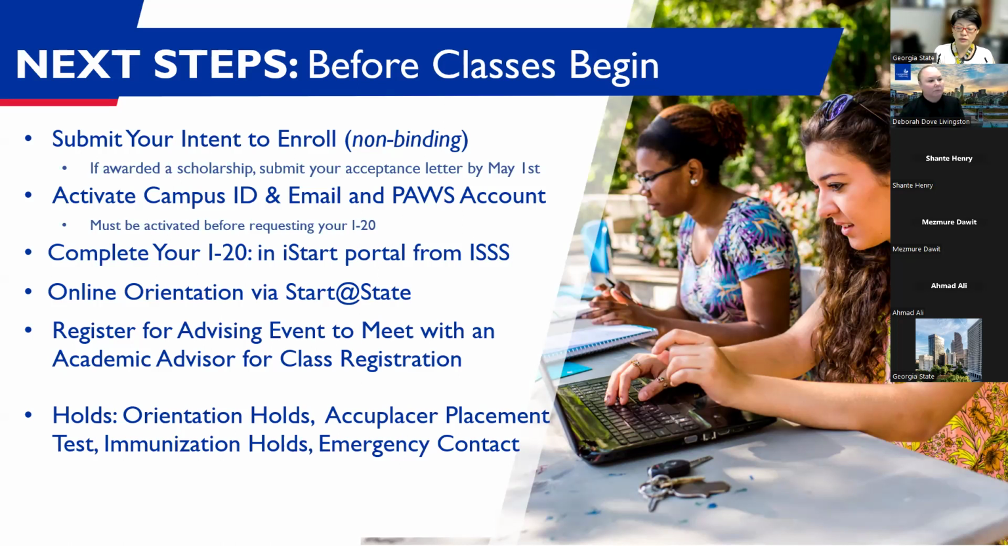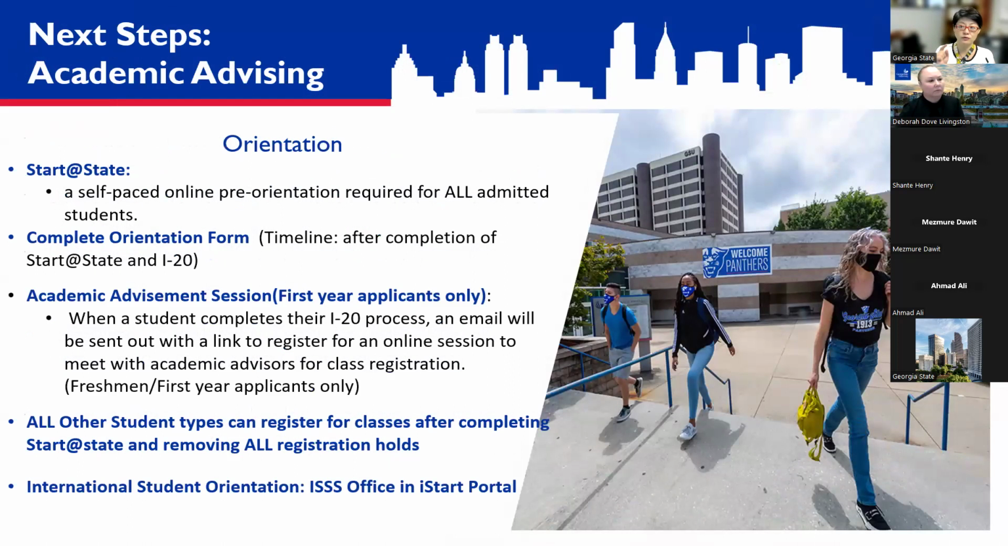You activate your Georgia State campus ID and your email, then you follow all the steps. Very important, make sure you finish them. There are three different orientations. One is online, called Start at State. Without completing your Start at State, you will not get emails for class registration. Then you need to finish your I-20. Completing those two steps allows you to move forward to meet with your advisor for your class registration.